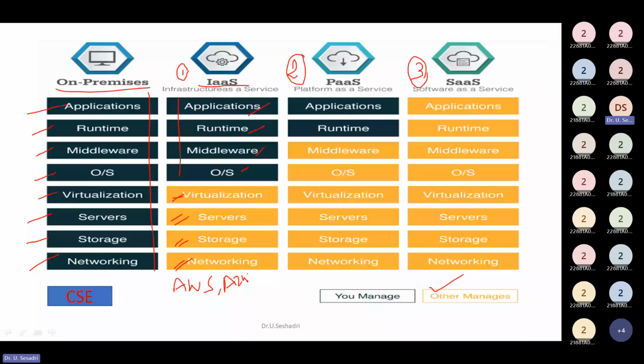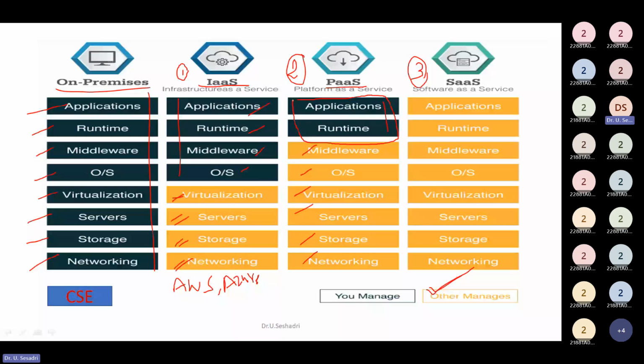Fine. Now you are using the cloud delivery model platform as a service. See here in the diagram: networking, storage, servers, virtualization, operating system, middleware, the others have to manage. Only the runtime and the application you will take care of. You will take care of these only. The example for platform as a service is salesforce.com.